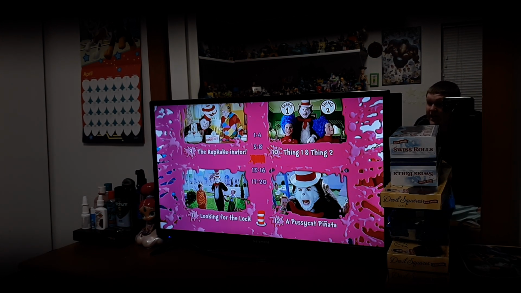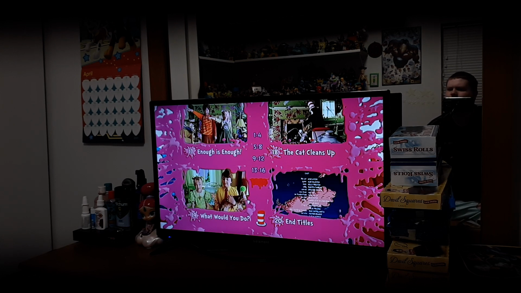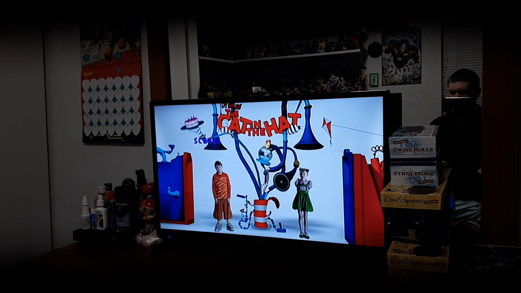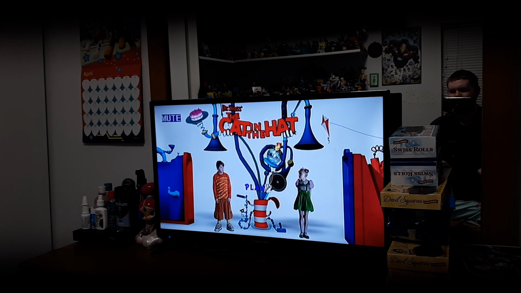And we have The Cupcake Inter. And Thing 1 and Thing 2, we have Looking for the Lock and the Pussycat Piñata. The Slow, Plan C, and The Race Is On, and The Mother of All Messes, and Enough Is Enough, The Cat Cleans Up, What Would You Do, and finally the end credits. I mean, end titles, so that means end credits. And is there anything else? Nope, that's it.